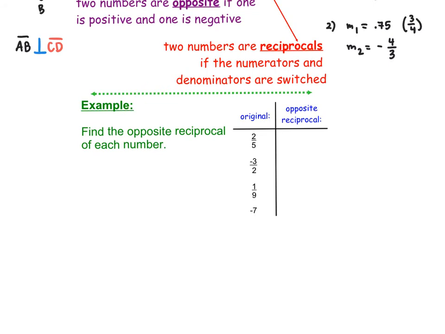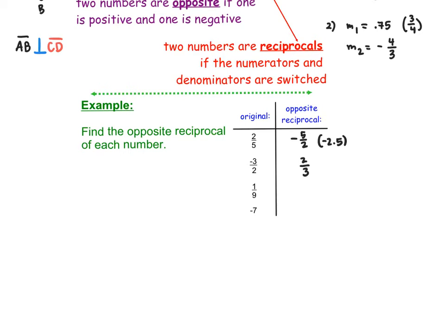Find the opposite reciprocal of each of the following numbers. So the opposite reciprocal of 2 over 5 is a negative 5 over 2, which can be disguised at times as a decimal, negative 2.5. Okay, the opposite reciprocal of negative 3/2 is a positive 2/3.